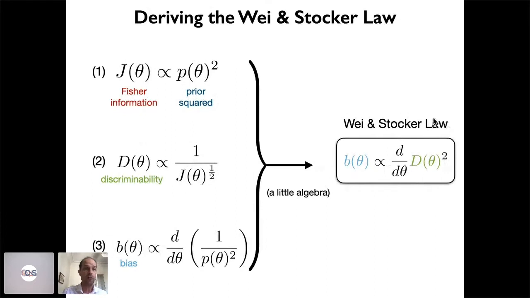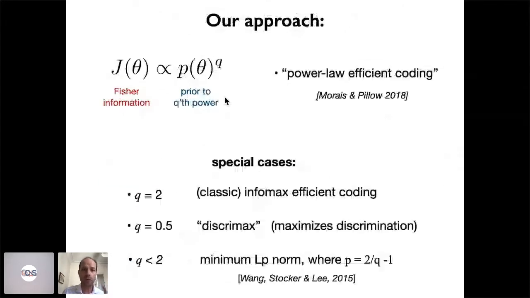The Wei and Stocker law, if you think about it, doesn't say anything about neural resources explicitly. It talks about bias and discriminability, two perceptual qualities that we can measure in observers, but the link between them is in terms of Fisher information, which is this neural resource that we want to allocate optimally, okay? And in particular, the Wei and Stocker paper was focused on this allocation where Fisher information was proportional to the prior squared.